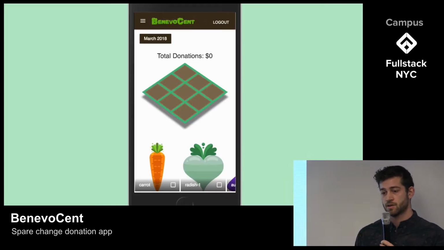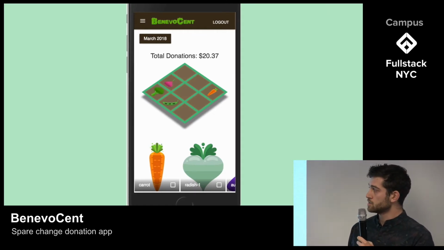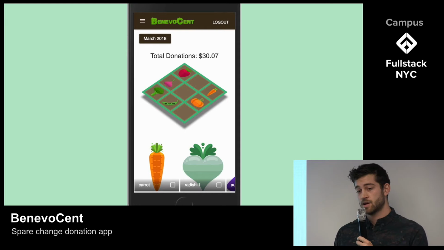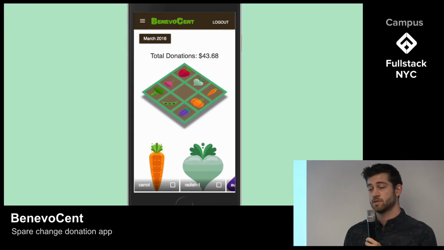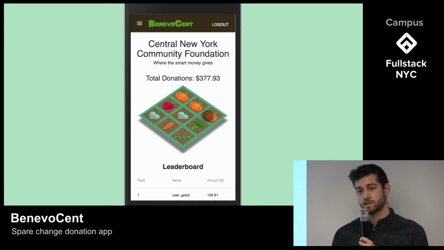What makes it fun? Every user has a garden where plants grow proportional to the amount of dollars you're putting in. For every $5, a new fruit or vegetable grows in one of the garden's 9 plots. And every organization has their own garden.